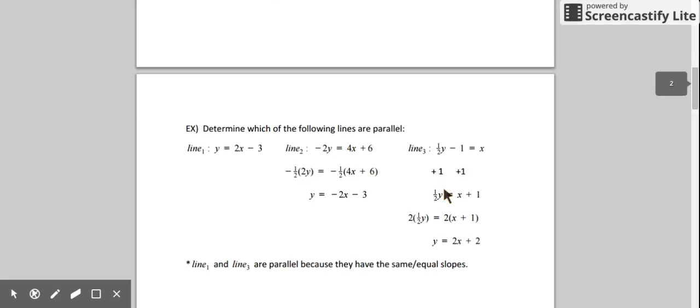Let's check out line 3. To solve for y, I need to add 1 to both sides. I wish I could scoot this over here. So I'm really adding 1 to both sides, not adding 1 to the left side twice. So adding 1 to both sides gives me x plus 1 on the right side and leaves behind 1/2 y on the left. To get y by itself, we would multiply both sides by the reciprocal, multiply everything by 2. So 2 times x is 2x, 2 times 1 is 2. So our equation is y equals 2x plus 2. So the slope of line 3 is +2. So because line 1 and line 3 have equal slopes, they must be parallel lines.